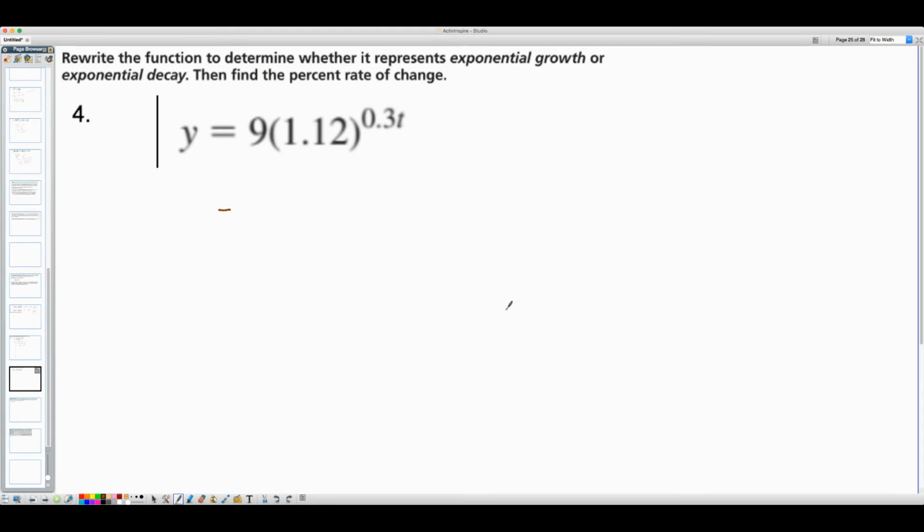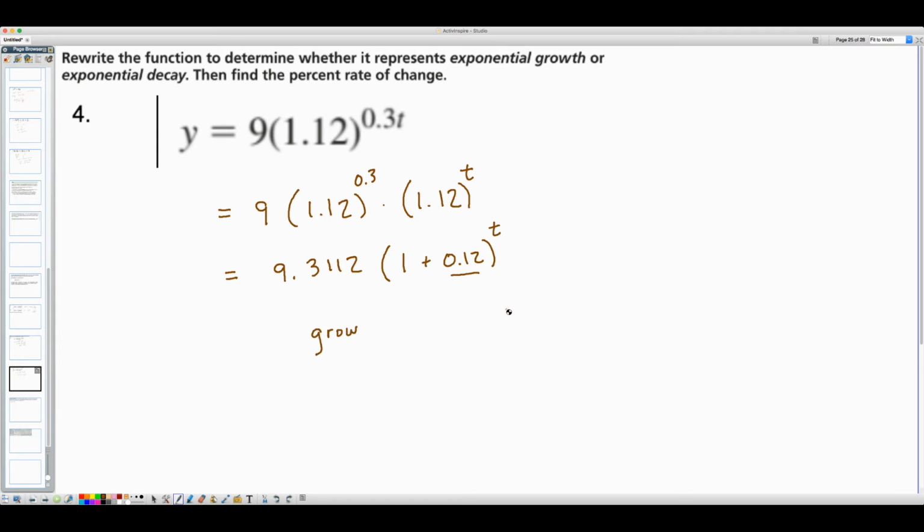In this problem, I can simplify once again, just like I did before. I have a constant of 1.12 to the 0.3 power, and I multiply that times 1.12 to the t power. This constant is approximately 9.3112 to the 4th decimal place. And that's a constant, and I'm going to multiply that times 1.12 to the t power. And you can see that this thing in parentheses is more than 1, so it's going to be growth. And the growth is going to be 12%.